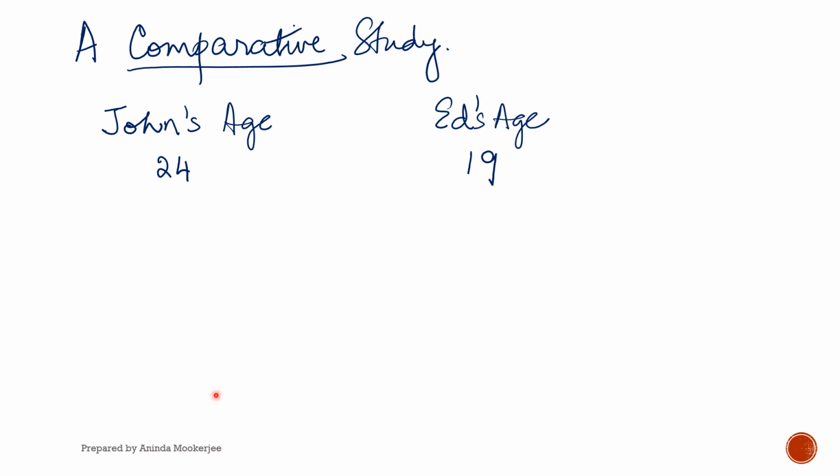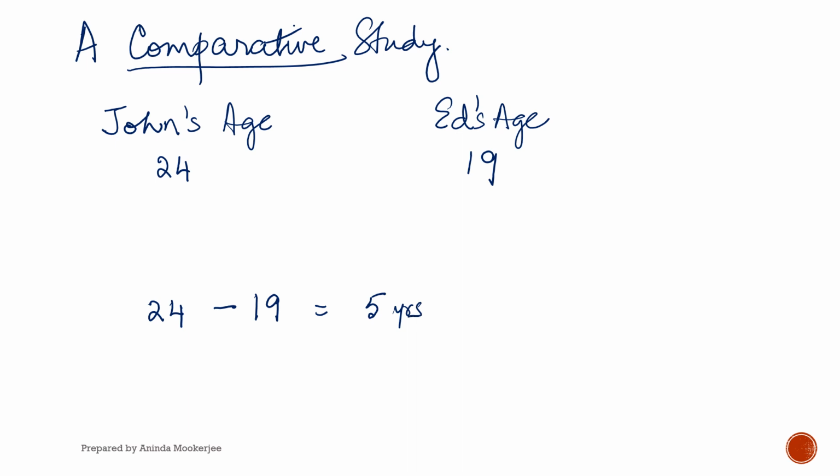What are you going to do? Are you going to add these two ages? No. Are you going to multiply these two ages to determine who is older and by how much? No. You're not even going to divide. What you're going to do is subtract the two ages, correct? So you're going to take John's age, which is 24, and from it you're going to subtract Ed's age, which is 19, and you'll come up with a value of 5, and you're going to say that John is older than Ed by 5 years, correct?